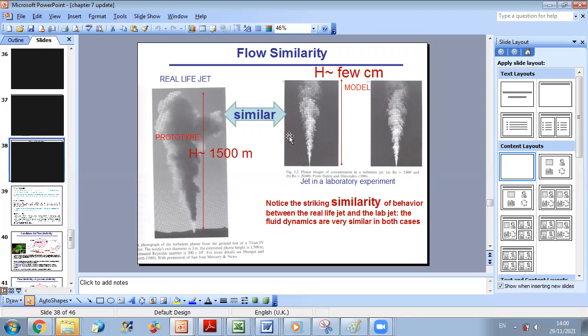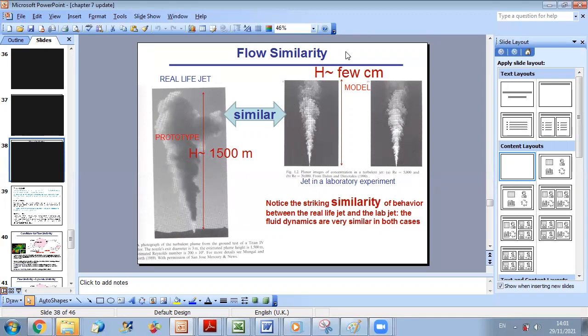Okay. So for example, let us say you have a real life jet. This is a prototype, and you want to conduct similar experiments. Of course, you don't have to have exactly the same size. You can have a much smaller size, but the condition will be to have all your dimensionless numbers governing the problem equal. Okay, this is what we call similarity.